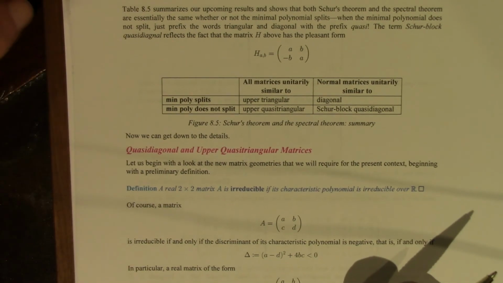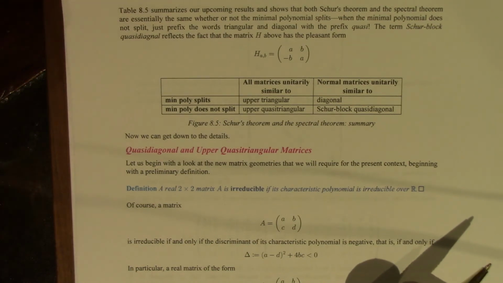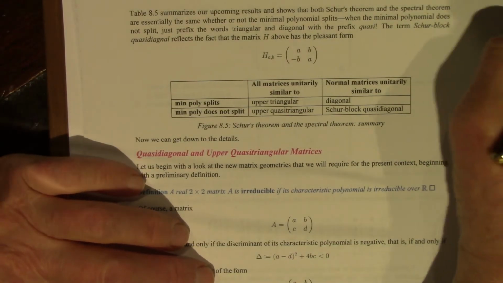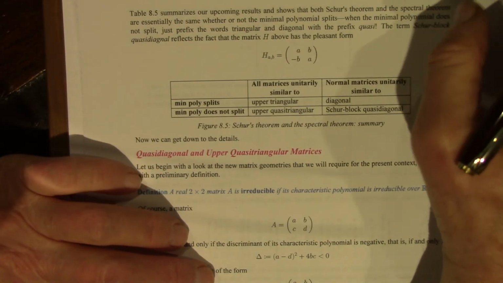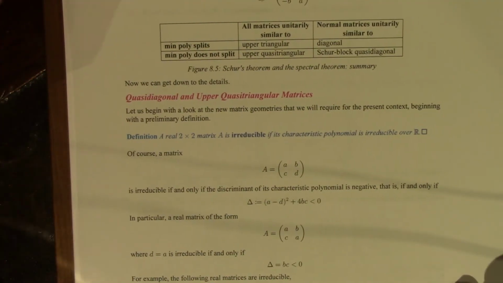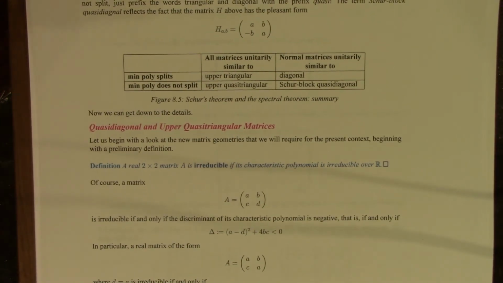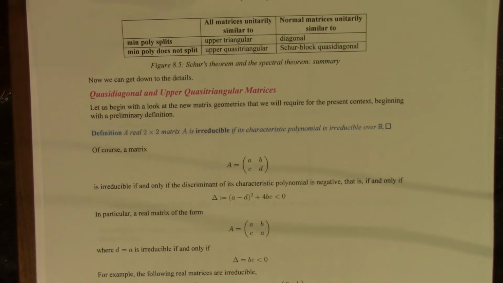Okay, so now we can get down to business here. Incidentally, the terms quasi-diagonal and upper quasi-triangular do appear in the literature. They're not my invention, but they don't always appear in treatments of this material. So if you say to someone quasi-diagonal, you may have to explain yourself, give the definition, which is where we are headed right now.